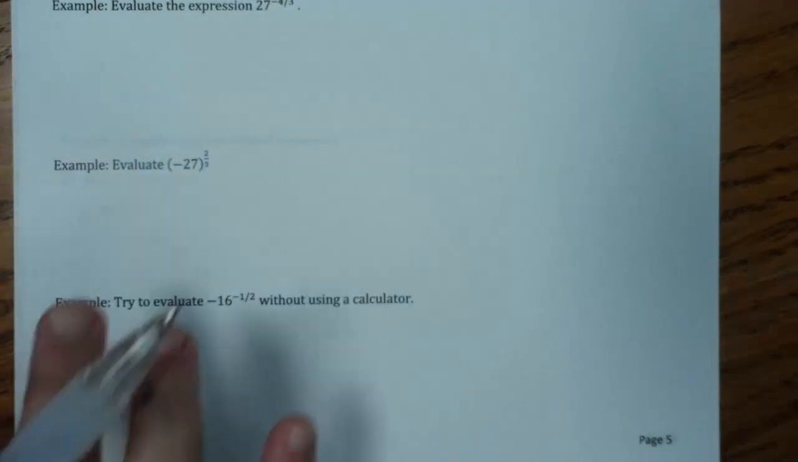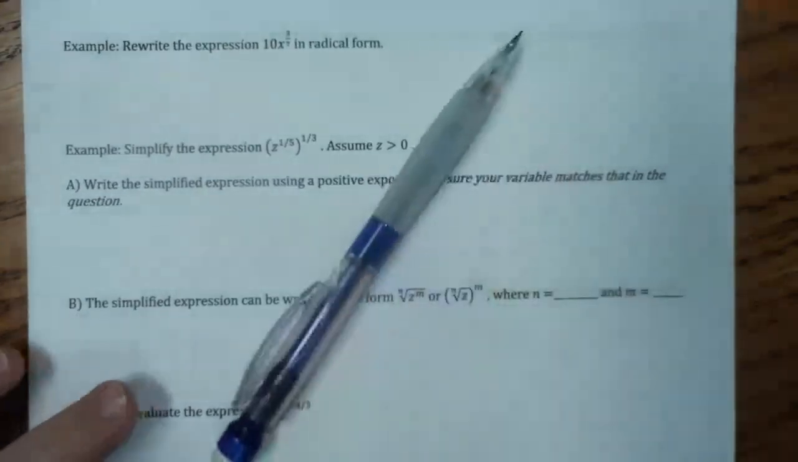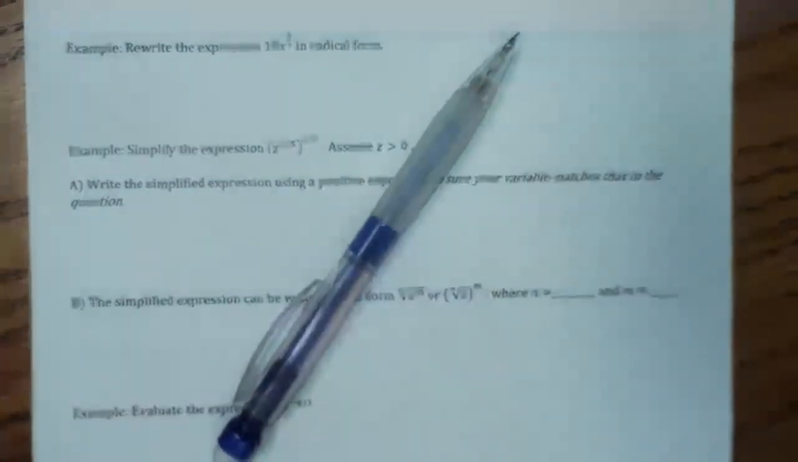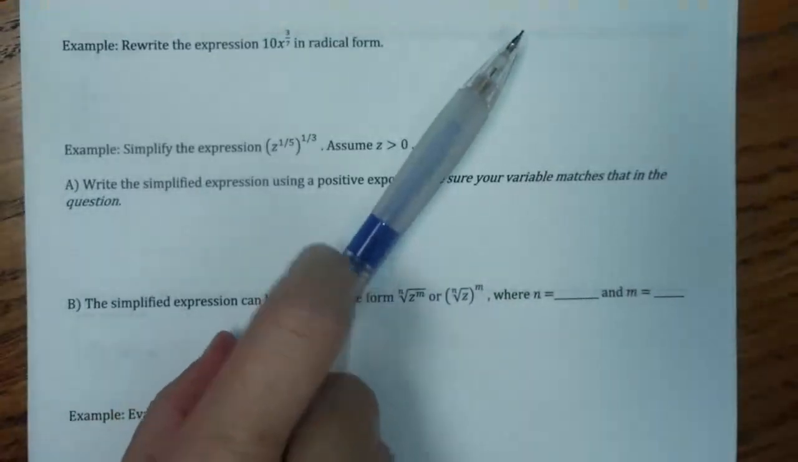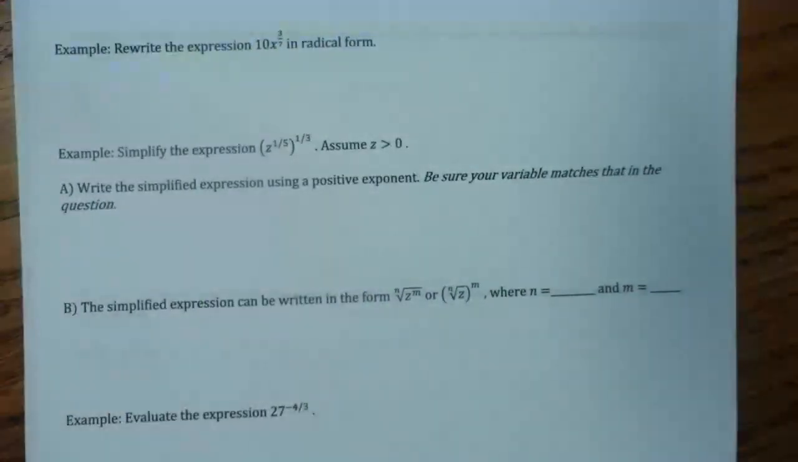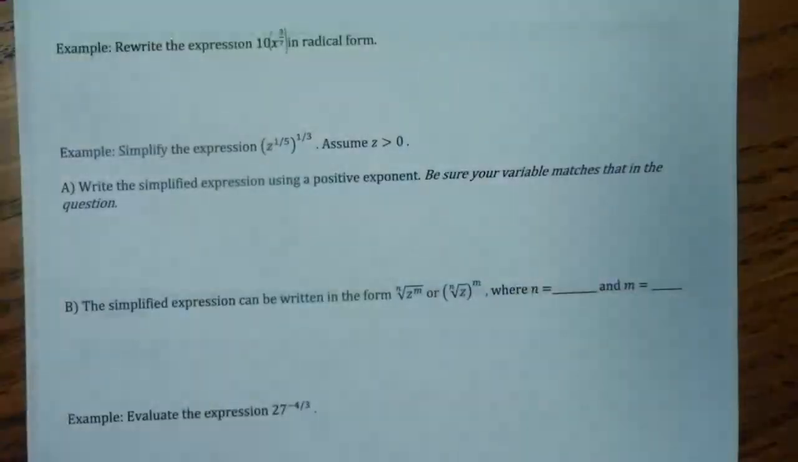All right, next page. So rewrite the expression. I'll try to focus and see if it looks any better. There we go. Rewrite the expression 10x to the power of 3 divided by 7 in radical form. Going back to test 1, remember that the exponent only applies to whatever's directly underneath it. So that 3 over 7 power only applies to the x, not to the 10.